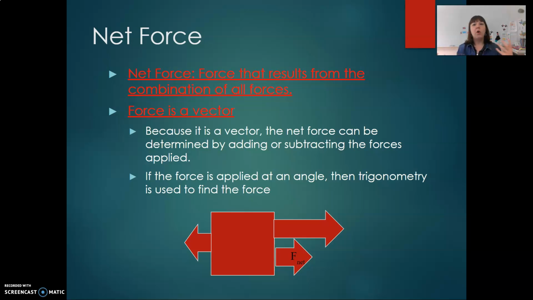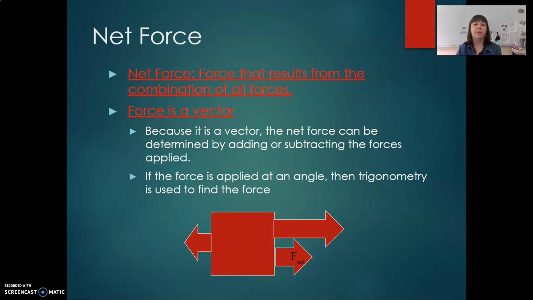So when we look at all these different pairs of forces, whether it's weight and normal force, or force going this way and force going that way, whenever you look at all of the combination of forces, what we get when we have a leftover force is called the net force. And it's important to remember force is a vector. It has a magnitude, it has a direction.